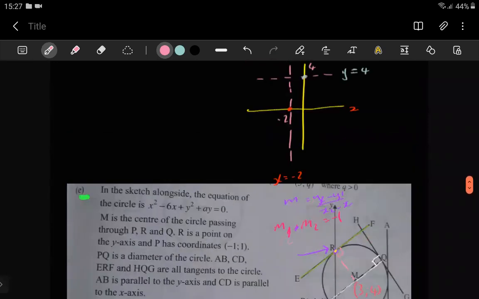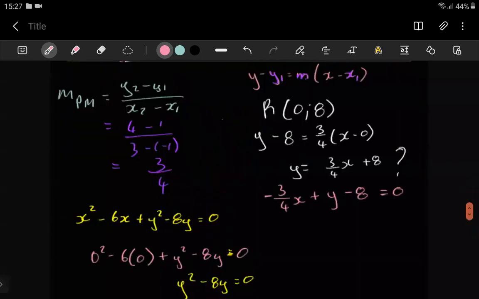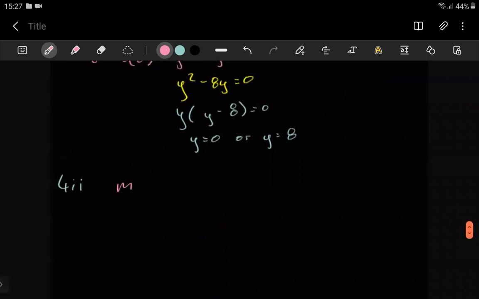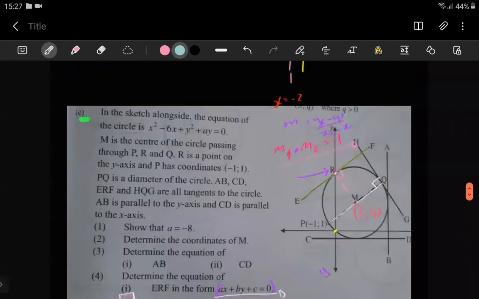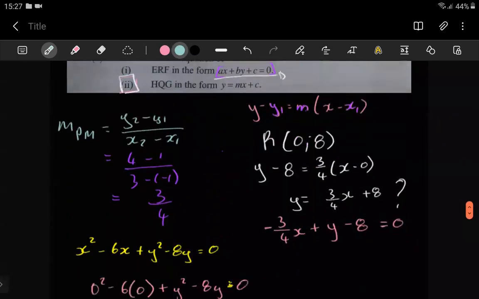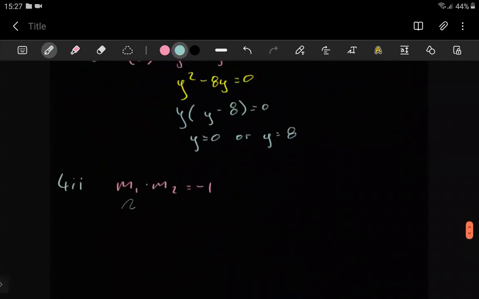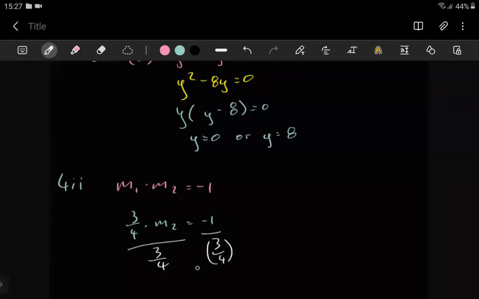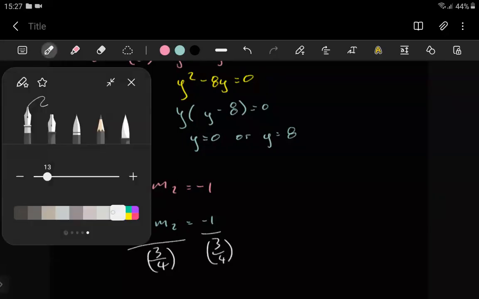Because we know that if lines are perpendicular, their gradients multiplied give you -1. So the gradient of the first line multiplied by the second one gives you -1. The gradient of the line PQ, we know it is just 3/4. We worked it out, right? So 3/4 multiplied by the second gradient is equal to -1, and then we divide by 3/4 on both sides. What do we have there?